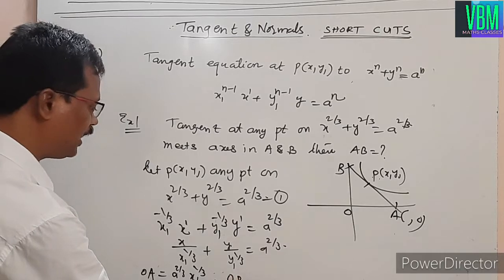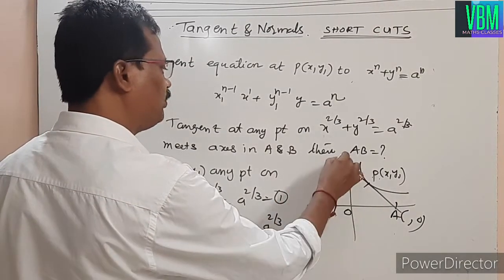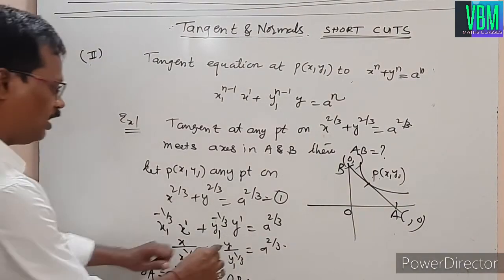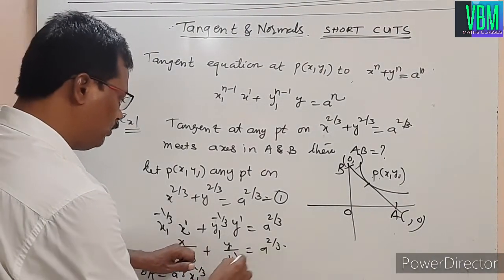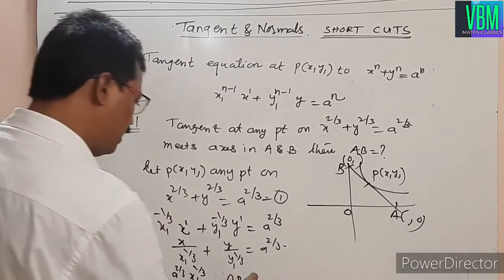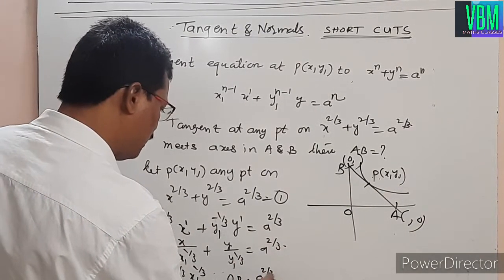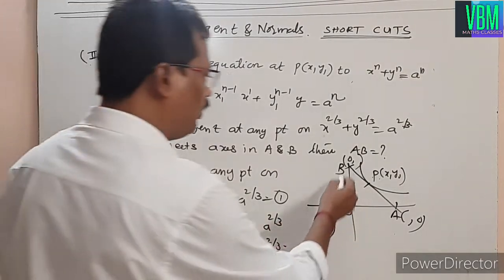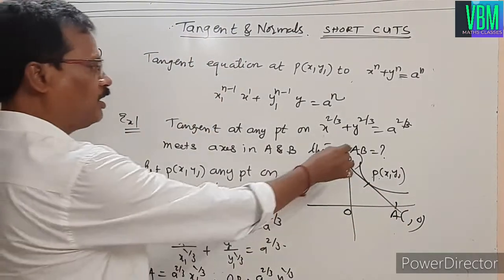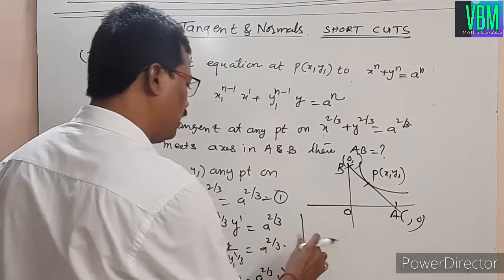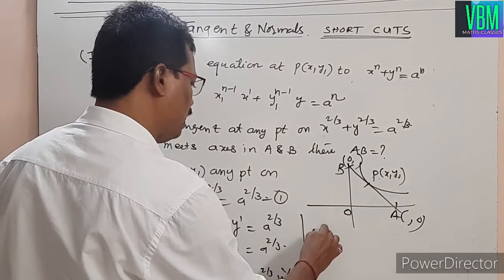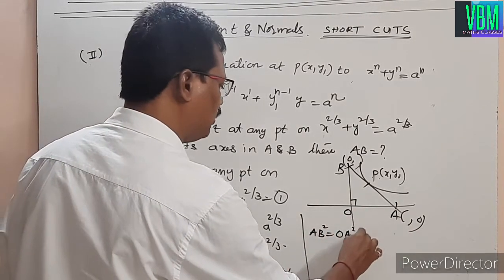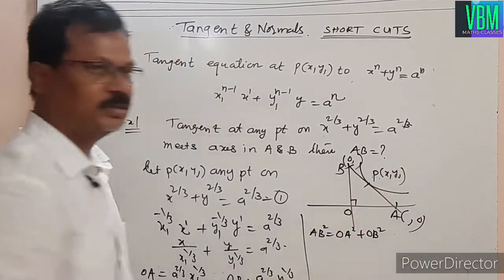What will be the y-intercept OB? For the y-intercept OB, keep x equal to 0. Put x as 0, this becomes 0, then y will be a power 2 by 3 into y1 power 1 by 3. Now what do we want? We want the length AB. They are asking for the length AB. That is why the length AB square is equal to, this is a right angle triangle, OA square plus OB square. We got it like this.